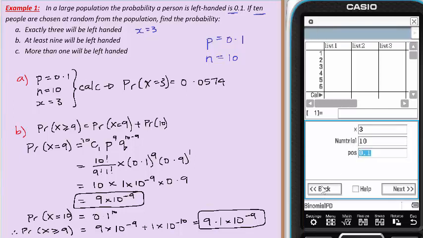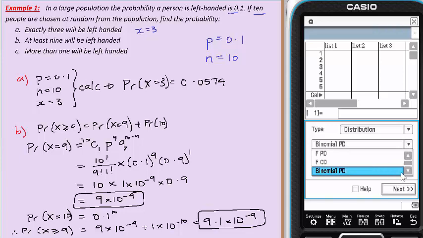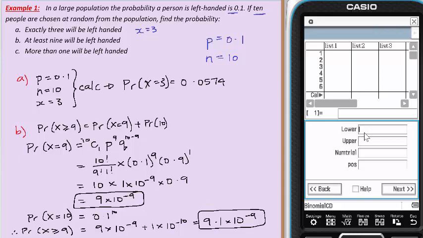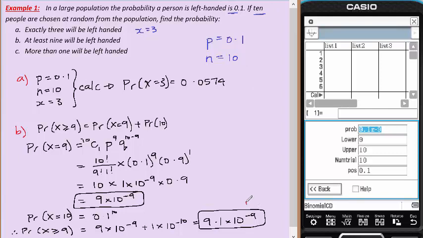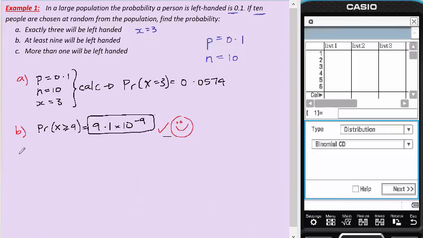What we would do is we go back here until we pick the right distribution, which is cumulative distribution. Then our lower number is 9 and our upper is 10. So we're doing everything between 9 and 10 outcomes out of 10 trials with a probability of success being 0.1. And we say next, and we get 9.1 times 10 to the minus 9. So that's how we do that. Both the calculator and my brain agree with each other, as rare as that is, so that is clearly happy days.